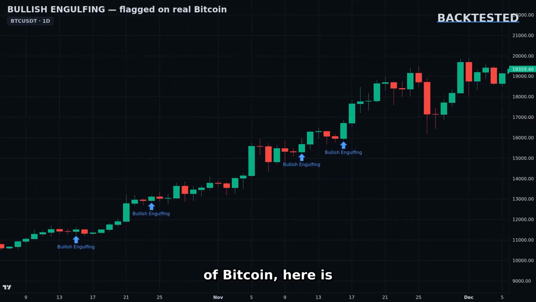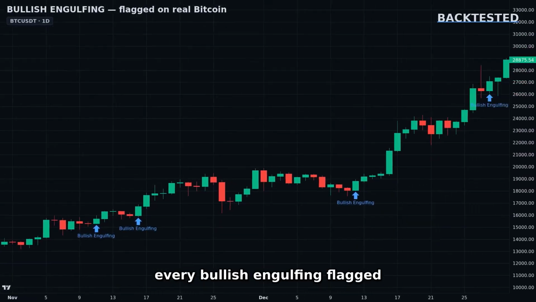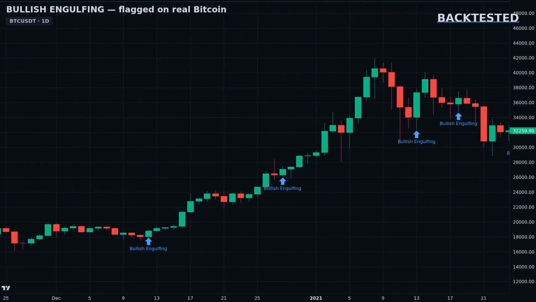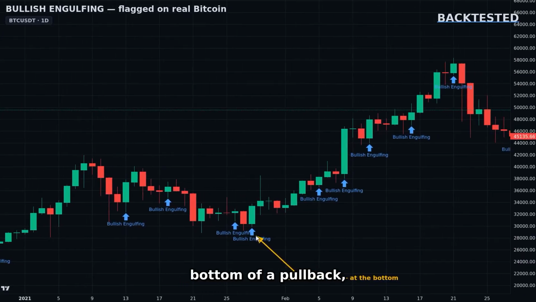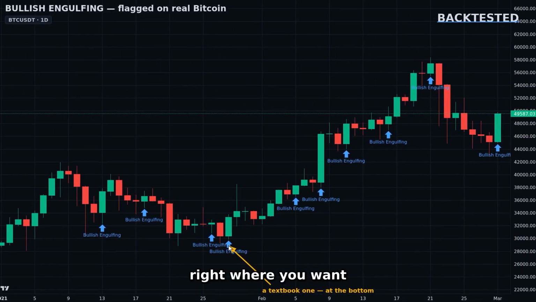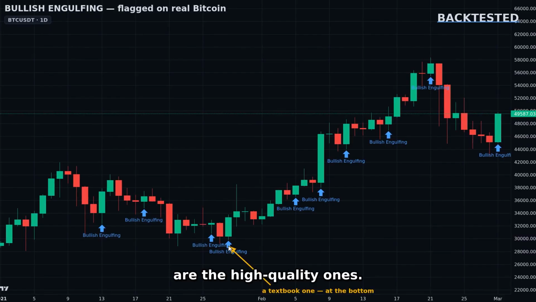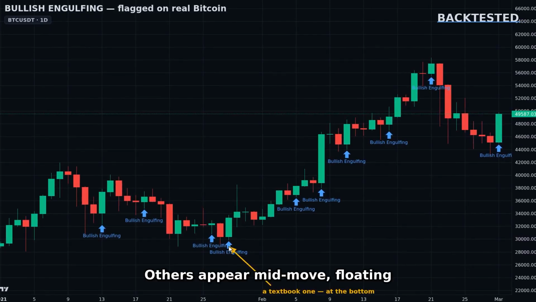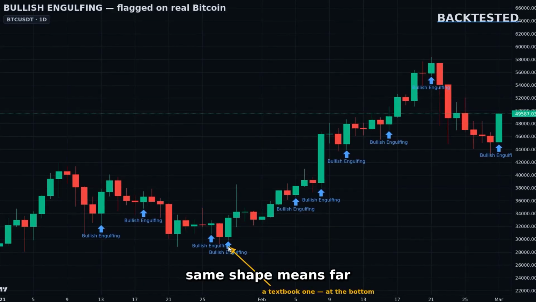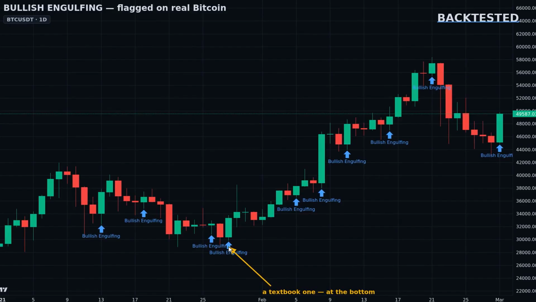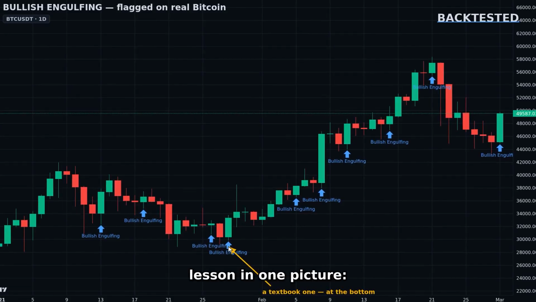Before we go further, look how common this is. Across a few months of Bitcoin, here is every bullish engulfing flagged on the chart. There are more than you might expect. Some appear at the bottom of a pullback, right where you want them. Those are the high-quality ones. Others appear mid-move, floating in the middle of nowhere, where the very same shape means far less. That is the whole lesson in one picture.